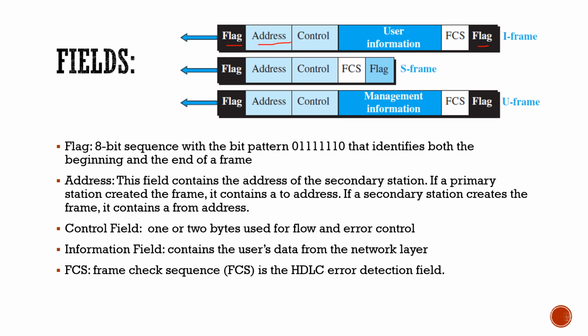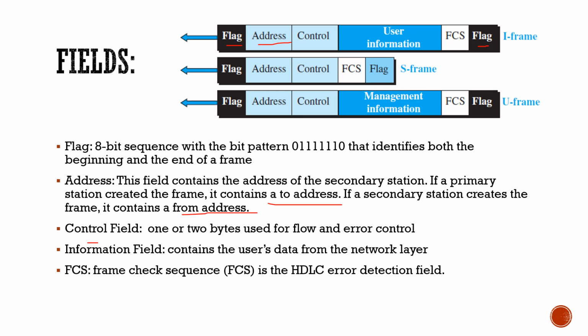So if the primary station is the one which created the frame, it contains the two address. That is called the secondary station address. For example, if the secondary station wants to send a response, it creates a response frame. So in that frame we will be having a from address. So this is the role of the address here.